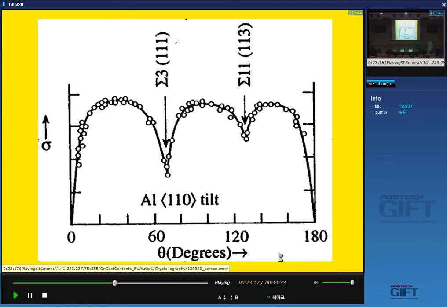What's sigma 1? Yeah, there's no boundary, because everything is coincident, okay?